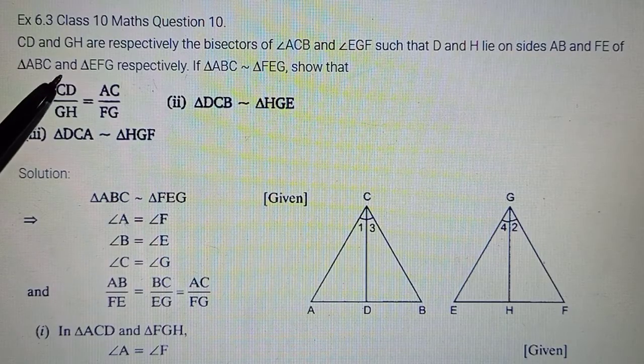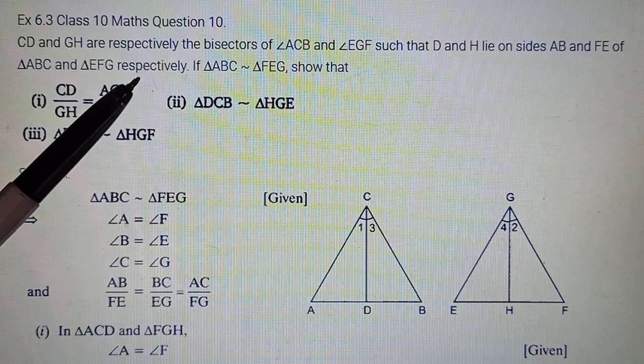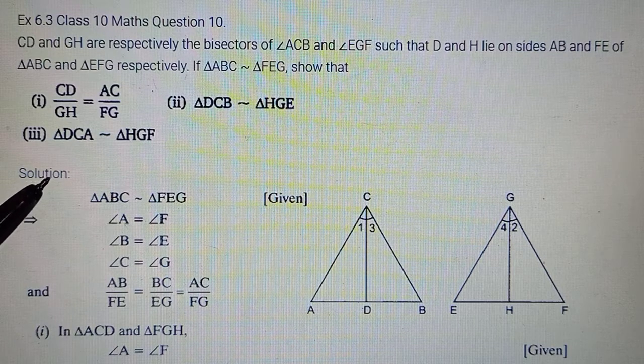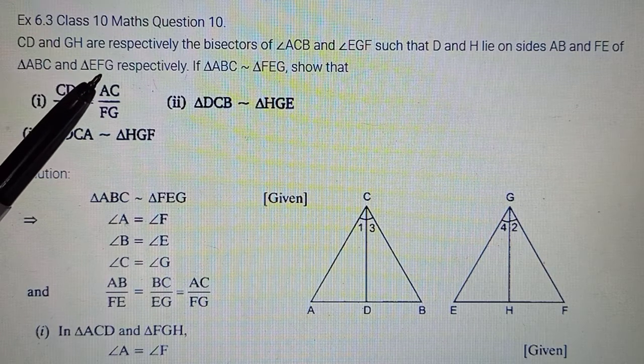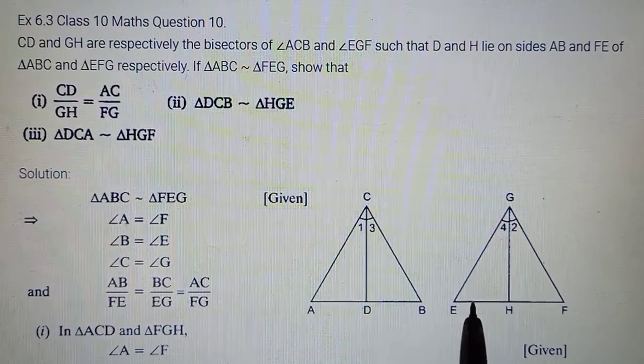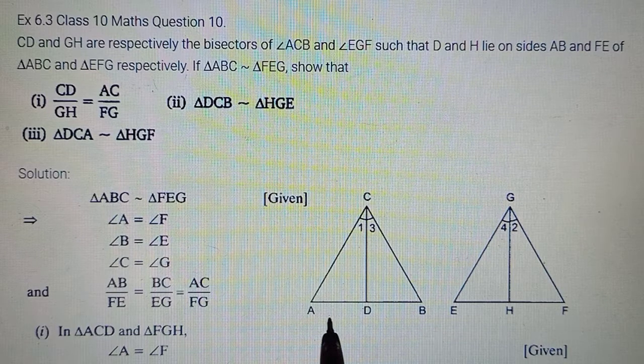Now children, the 10th question, it is said that CD and GH are respectively the bisectors of angle ACB and EGF such that D and H lie on the sides AB and EF of two triangles ABC and EFG. Figure is not given to us, but that's simple. You just need to consider two triangles, one ABC and EFG. And for that, angle ACB and the other one EGF के bisectors, okay, have been drawn.